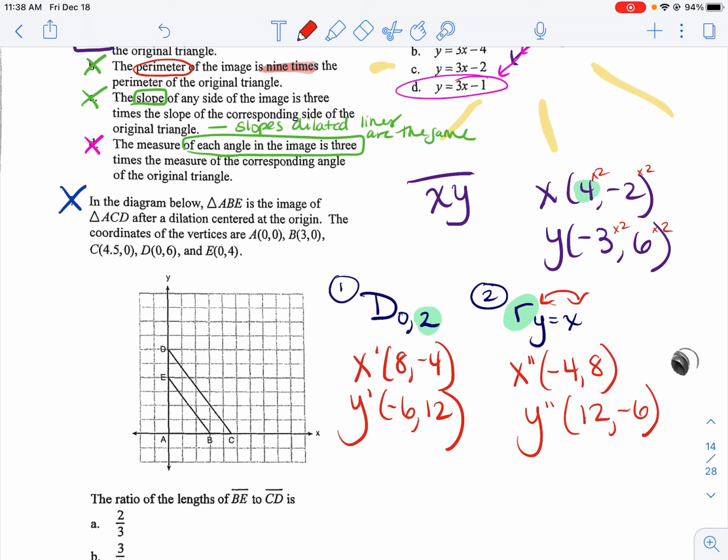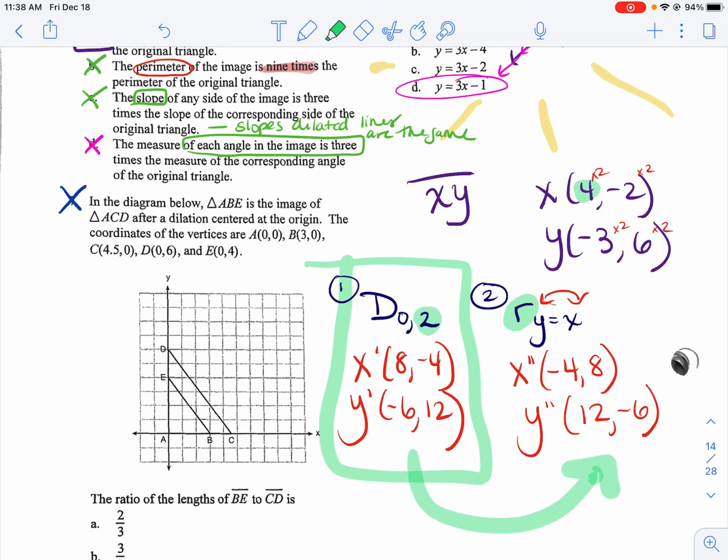So if we were maybe to ask you a quiz question, wink, wink, remember, just do your dilation by multiplying each x and y value, and then just do a reflection, rotation, translation, whatever it is, from those points that you've dilated.